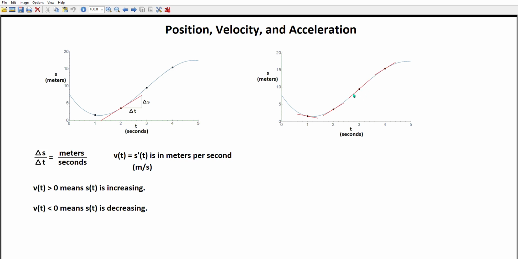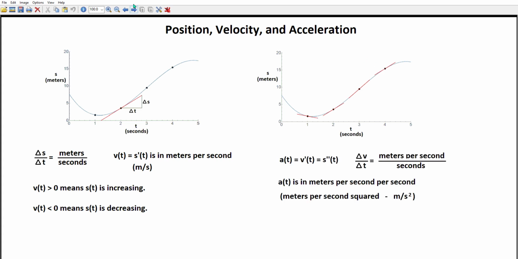At t equals 3, slope is positive and is in fact bigger than it was at t equals 2, so we're moving away from the origin and we're doing it faster than we were. At t equals 4, again we have a positive slope, but it's somewhat less, so we're moving away from the origin, but not quite as quickly as we were at time 3.